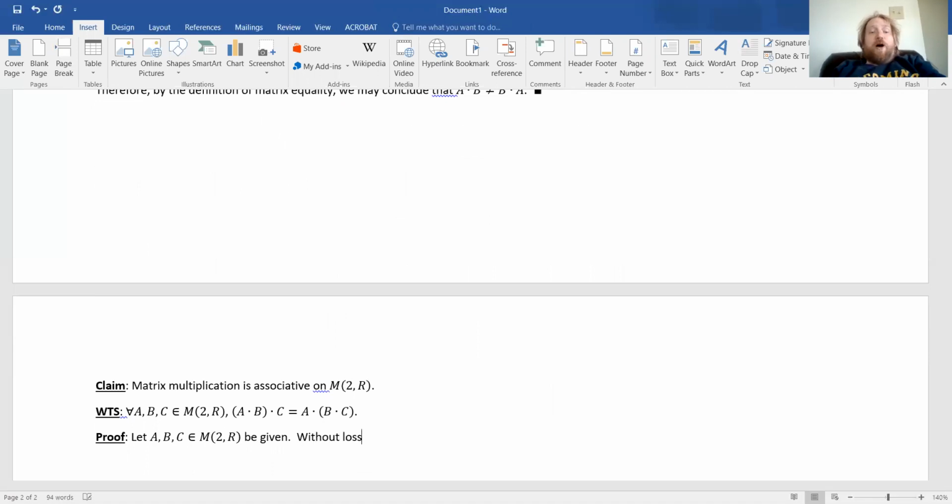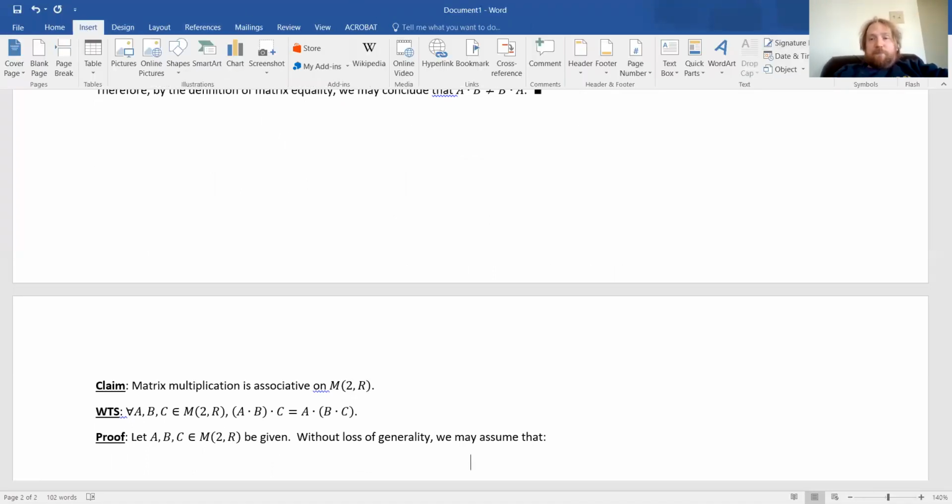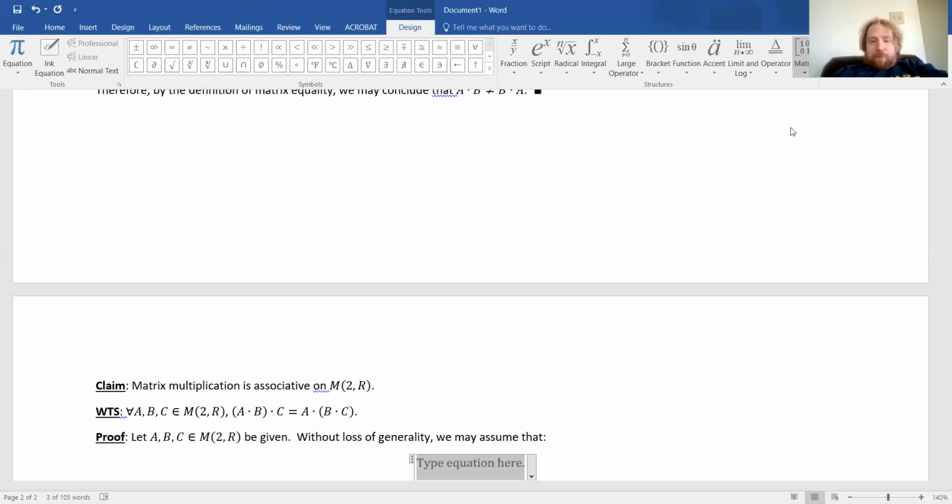So without loss of generality, we may assume that A is the matrix A B C D, B is the matrix E F G H, and C is the matrix I J K L.